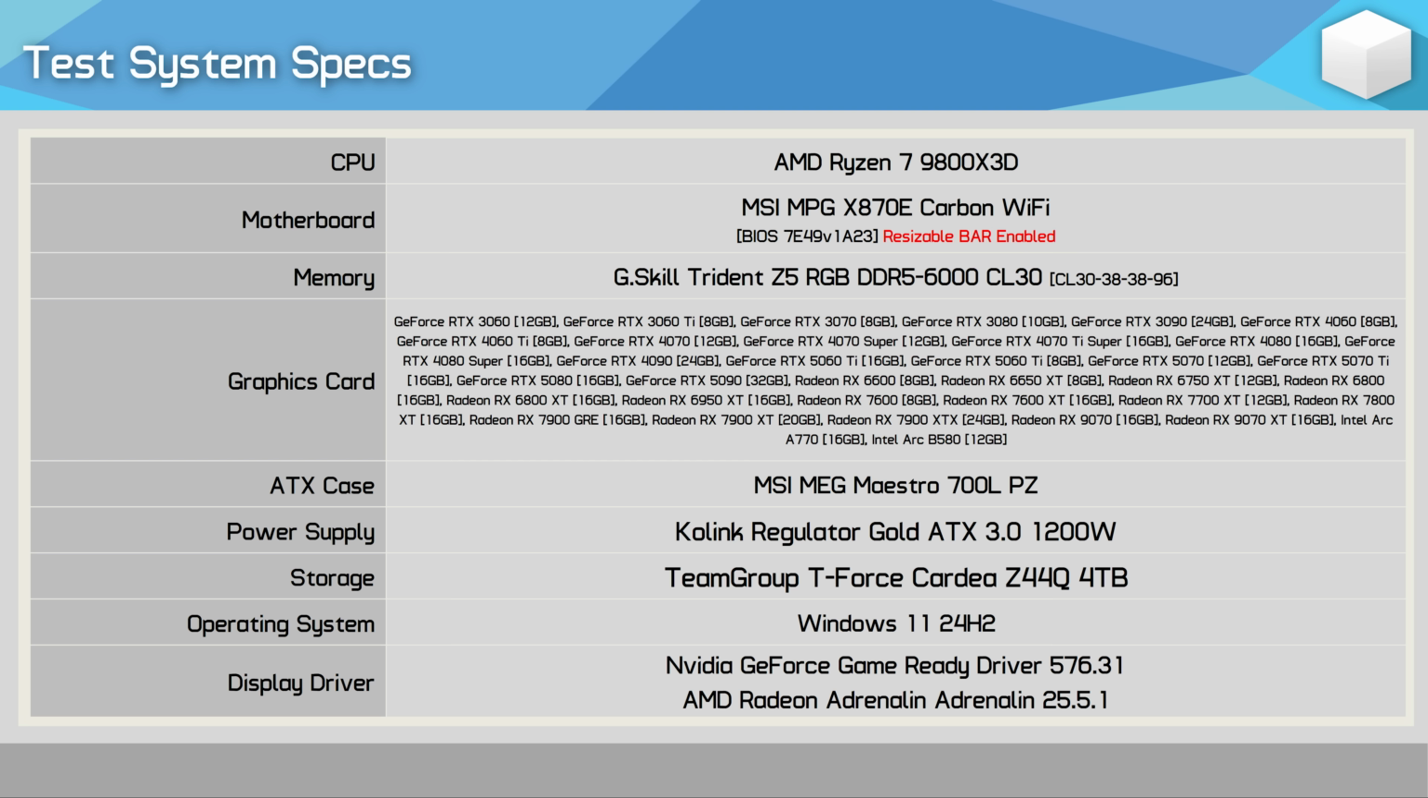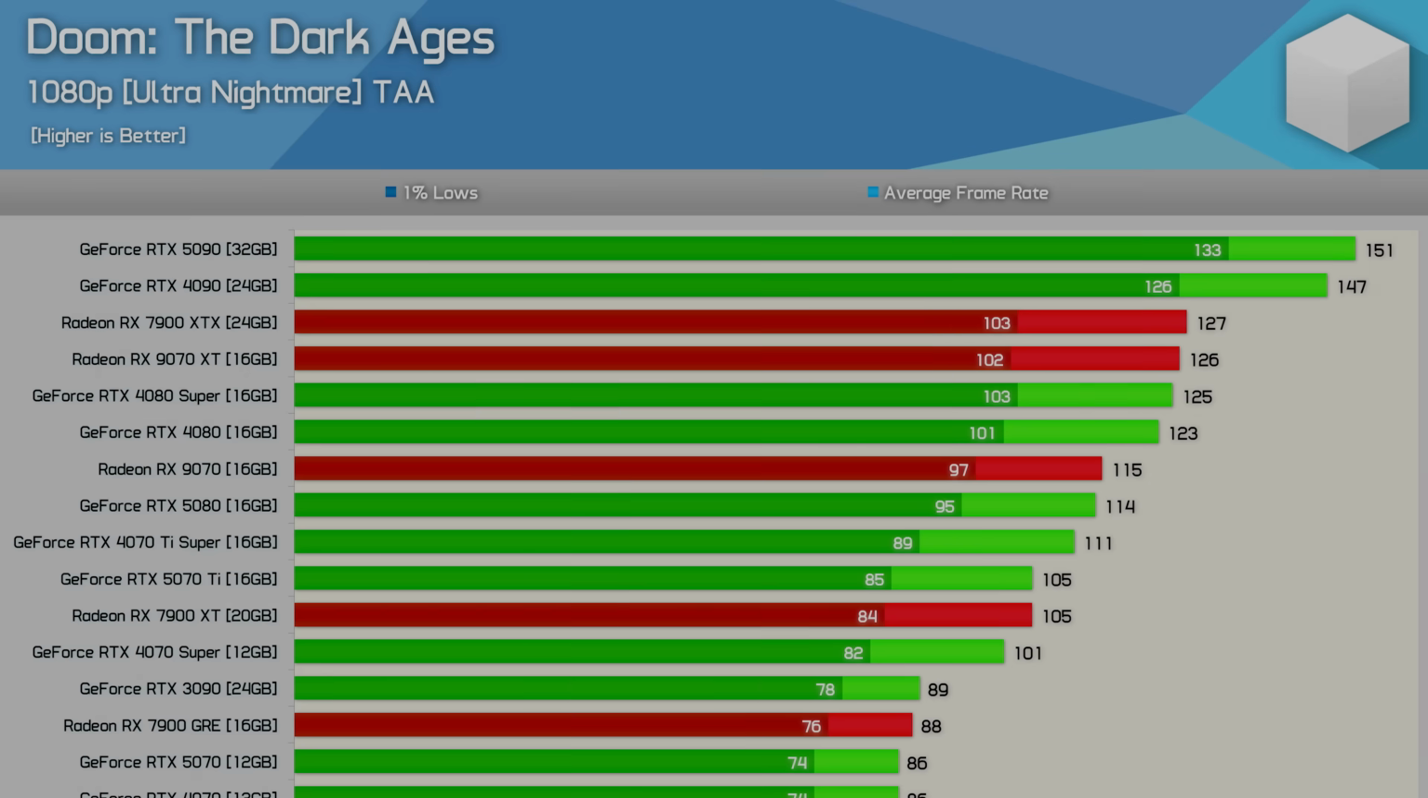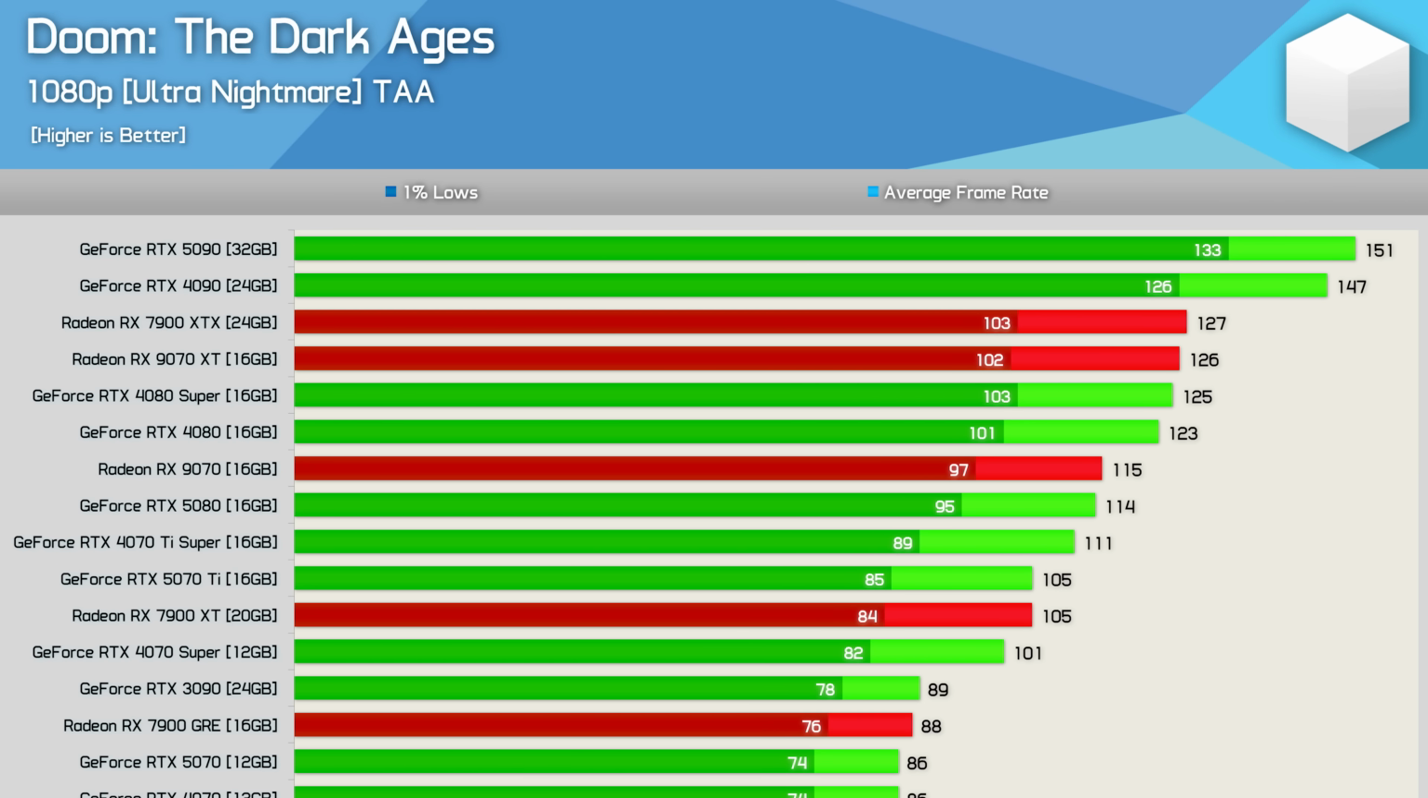For the test system, I'm using the Ryzen 7 9800X3D with 32GB of DDR5-6000 CL30 memory, using the latest display drivers. So, let's get into the data. Starting with the Ultra Nightmare quality settings using native TAA, though I will look at some upscaling data soon, we see that the RTX 5090 is good for just 151 FPS on average, making it a mere 3% faster than the RTX 4090.